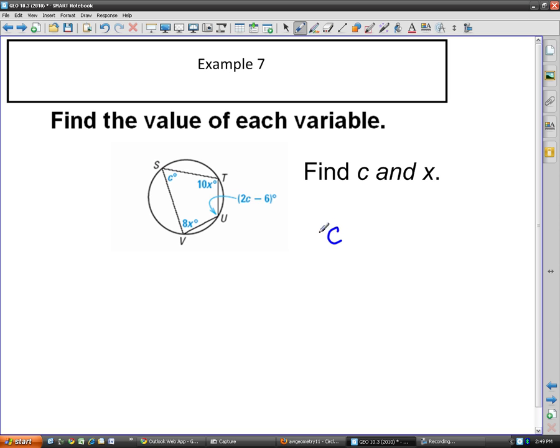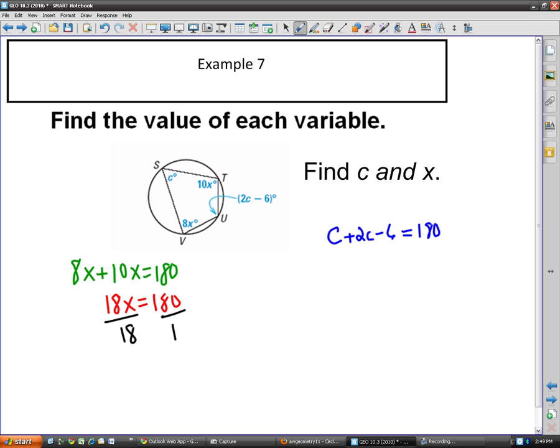They're supplementary. That would also mean that 8x plus 10x would equal 180. They're supplementary to one another. So solving these algebraically, in this one I'm combining like terms, which gives me 18x equals 180. And if I then divide by 18 to solve for x, which is one of the things we need to find, x itself will equal 10. And that's really all we wanted. We'll plug them back in to check in just a second.